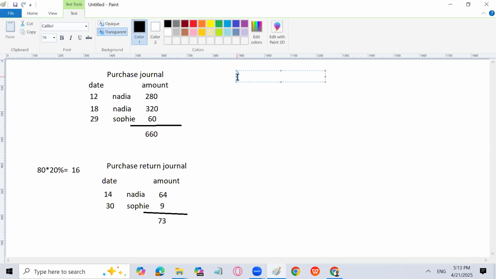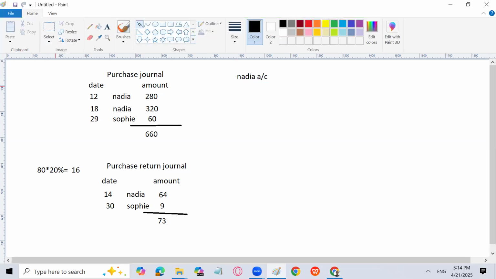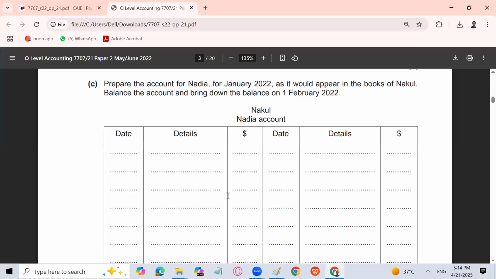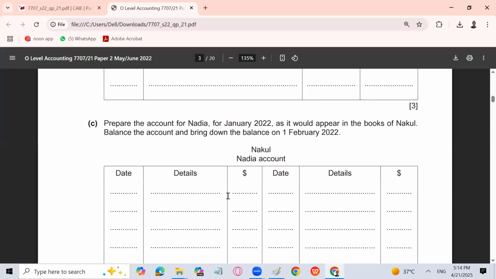But here I'm going to prepare the account of Nadia. This is known as a trade receivable or trade payable account. Normally, the examiner asks us to prepare a personal account of a trade receivable. It is also called a statement of account because in this we record all the transactions of a particular customer relating to a particular period of time, also showing the balance due to him or due by him. So Nadia's account we are going to prepare for the month of January.